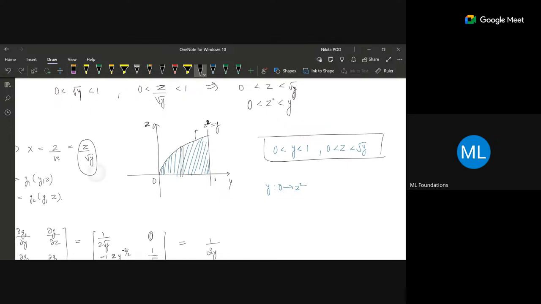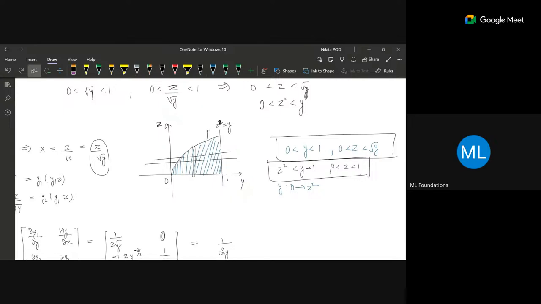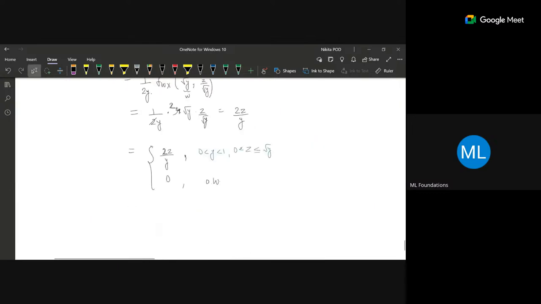The other way you can also write is y varying from z square to 1 and z varying from 0 to 1. This will also work. It depends which strip we are taking. If we are taking horizontal, then the limit would change. If we are taking vertical, then the limit would change. Both are the same thing, it's just a different way of writing. It depends on how you want to take the limit. Maybe you can try this question.